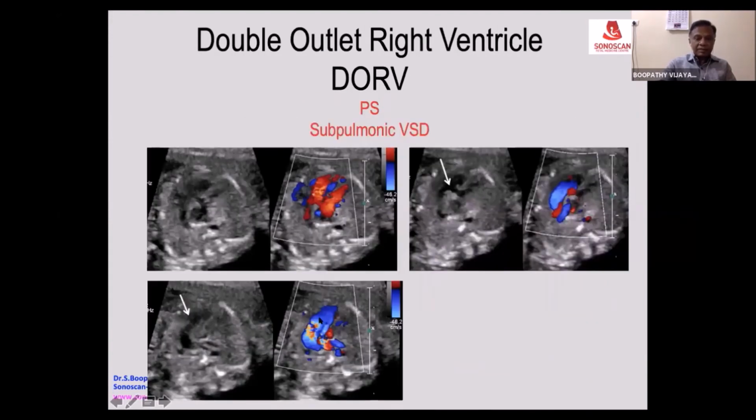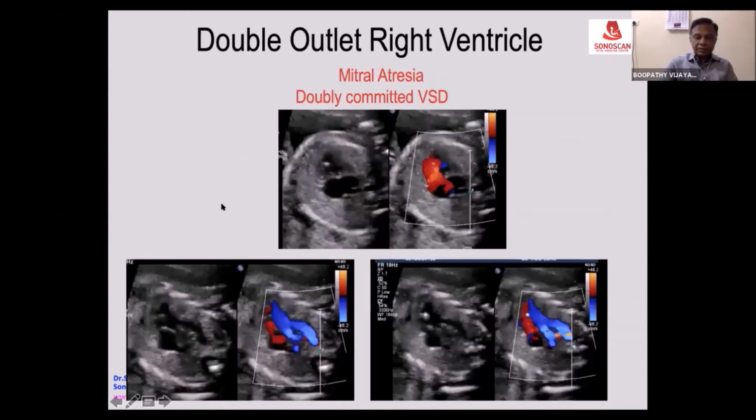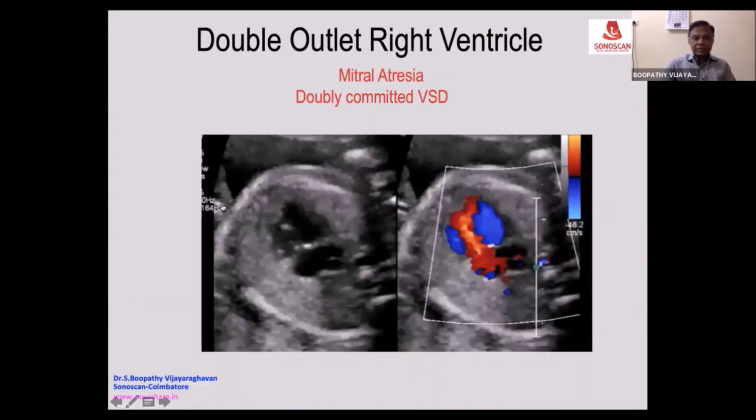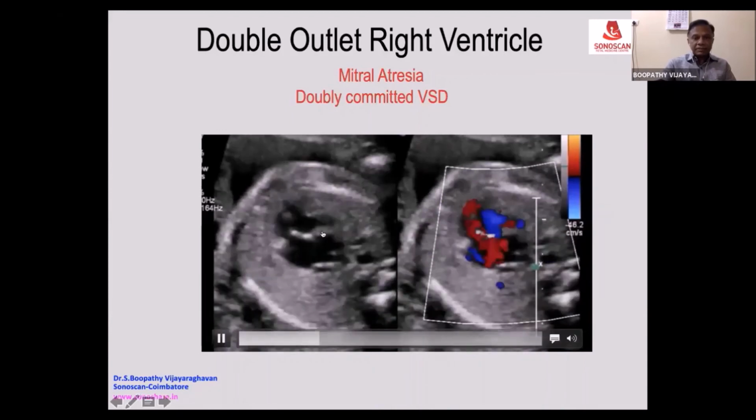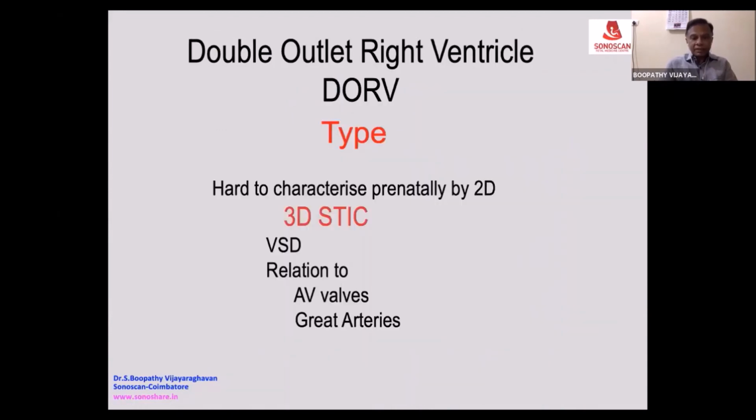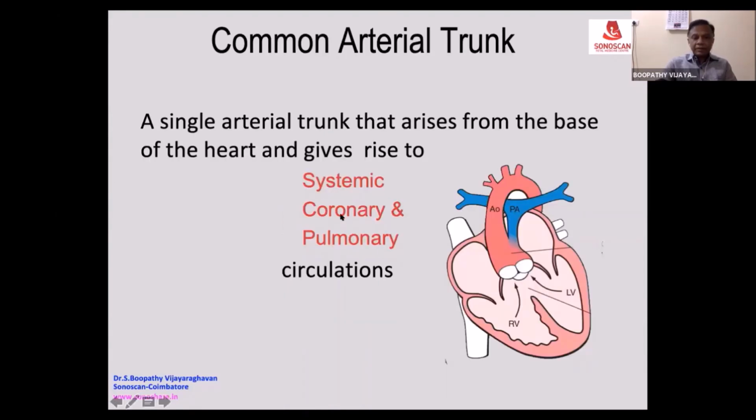Both the vessels are arising from the right ventricle with a parallel course, but you make out the discrepancy in the size. The posterior pulmonary artery is hypoplastic. The VSD is committed to both the great arteries, so that is a doubly committed VSD. So the various types of DORV are characterized prenatally by grayscale, but the 3D STIC is very, very useful. And the coronary arteries we cannot see by prenatal ultrasound.